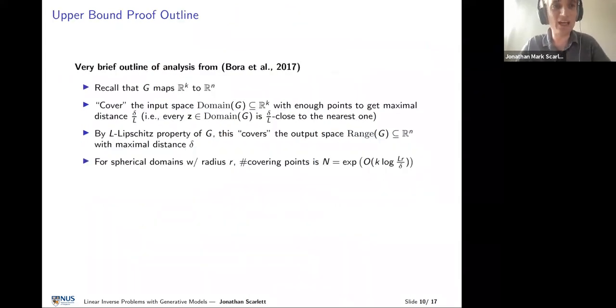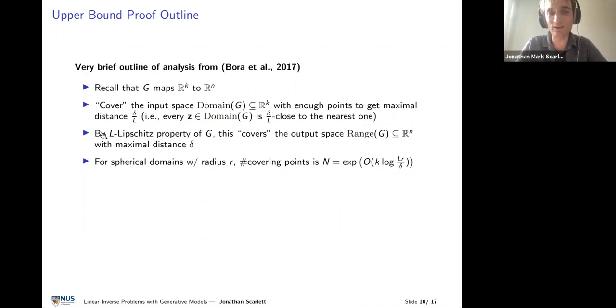I'll just very briefly give the upper bound proof outline, some of these techniques may be familiar if you've worked on compressed sensing with sparsity. So again, G is a mapping from low dimensional R^k to high dimensional R^n. And the proof uses a covering argument, which is very common in compressed sensing. We try to cover the input domain with enough points such that any point in the domain is within delta over L of the closest cover point. You can imagine trying to cover points over a sphere. You might need a lot of points, but we can control how many points you actually need.